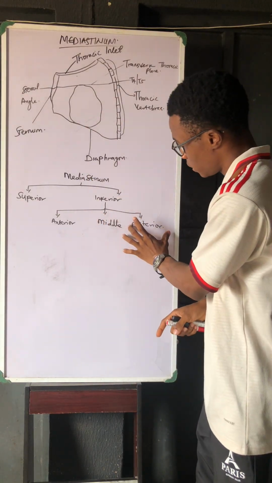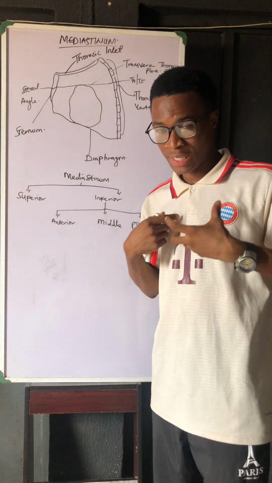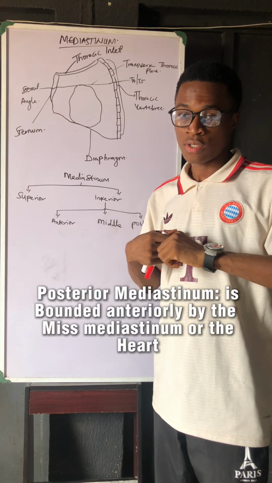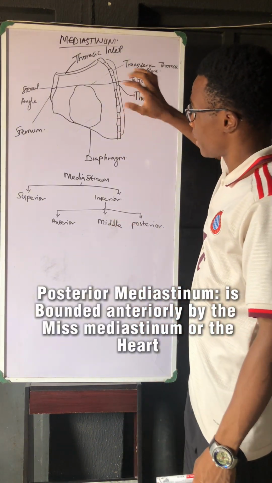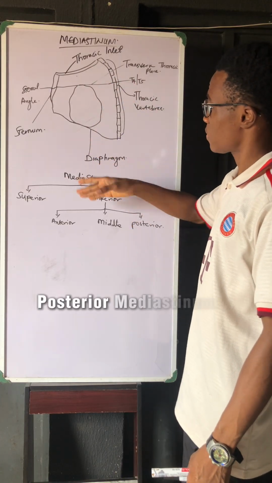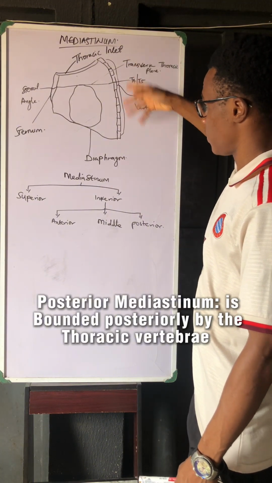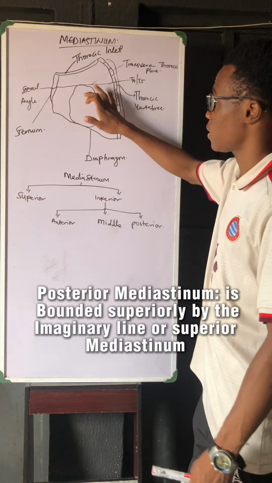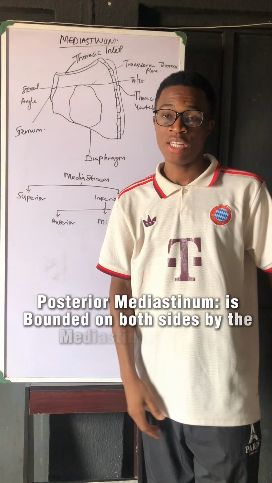Then last but not least is the posterior mediastinum. The posterior mediastinum is the one located at the back. Its boundaries: it is bounded anteriorly by the middle mediastinum or the heart, posteriorly by the thoracic vertebrae, superiorly by the imaginary line or superior mediastinum, inferiorly by the diaphragm, and on both sides by the mediastinal pleura.